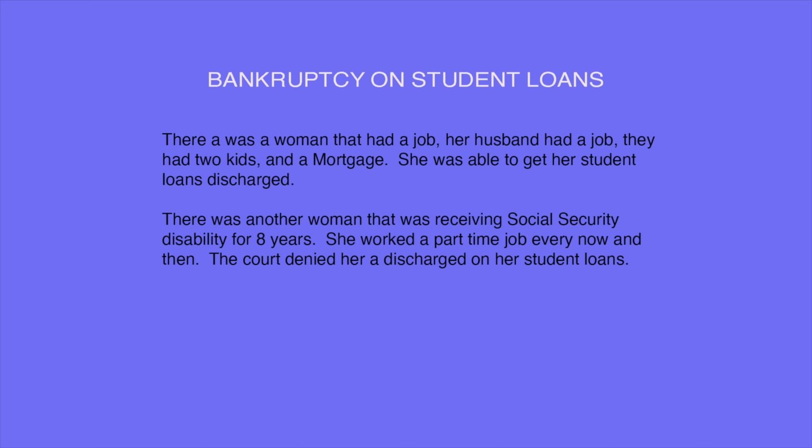There was a woman that had a job. Her husband had a job. They had 2 kids and a mortgage. She was able to get her student loans discharged. There was another woman that was receiving Social Security disability for 8 years. She worked a part-time job every now and then. The courts denied her a discharge on her student loans.